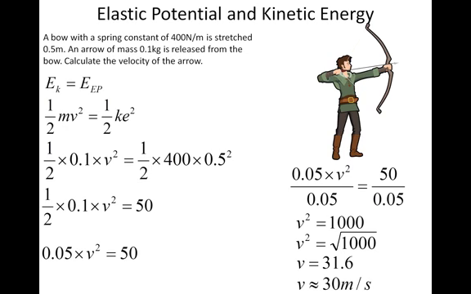Now, since we do not have that many significant figures in the question, in fact the smallest number of significant figures we have is 1, we're going to round this to one significant figure, giving us the answer is approximately 30 meters per second.